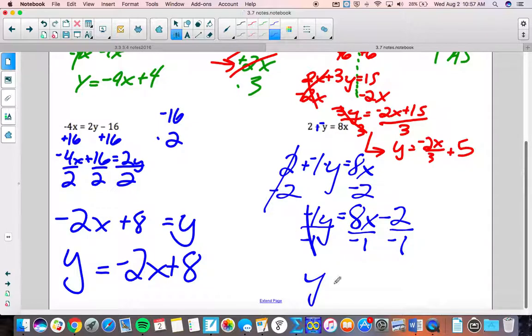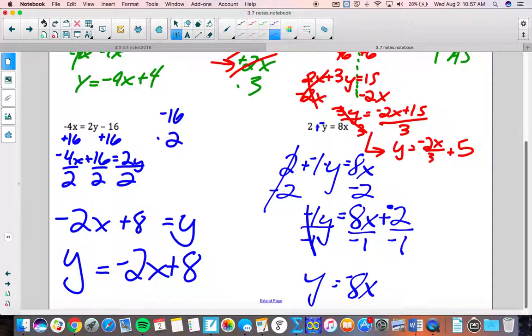So we get positive y equals, now we're dividing by a 1, which doesn't really change anything, but it's a negative 1. So a positive divided by a negative is a negative. So it's negative 8x. And then here, think of that as a negative 2. Right? I changed the subtraction sign to adding the opposite.